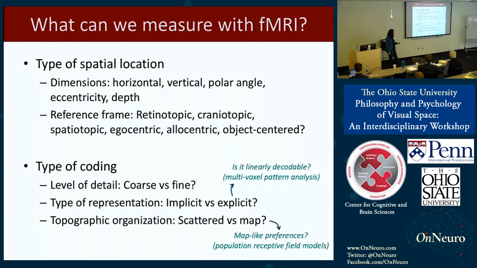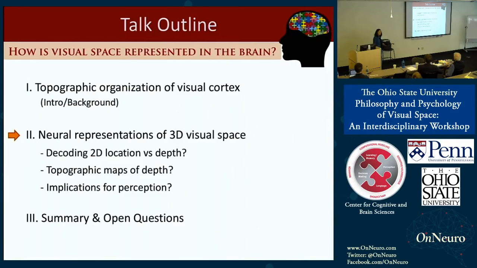We can look for these map-like preferences in the brain using variations of that retinotopic mapping or topographic mapping technique that I showed you those pretty pictures of a moment ago. In this case, I'll walk through all the details of this later, but we use something called a population receptive field model. I'll go through the details as we go.